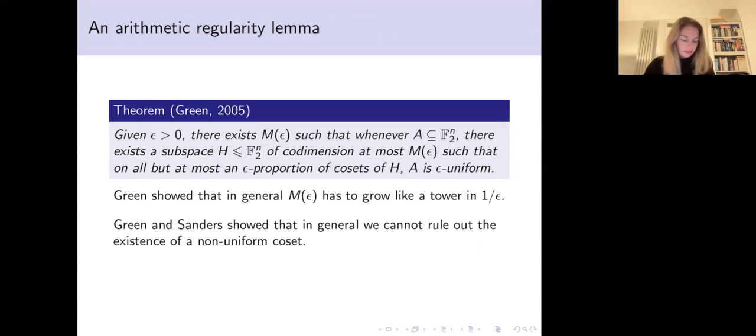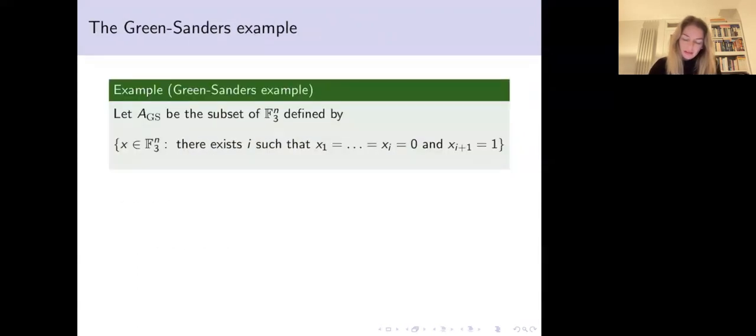This example was never formally published. It is on the archive, but it does play a very important role in what follows, so I would like to have a look at it in more detail. So now I'm choosing F3 to the n to be my group, because it doesn't quite work in characteristic 2. The Green-Sanders example is the following subset of F3 to the n, namely the set of vectors that start with a string of zeros and whose first non-zero coordinate is equal to 1.